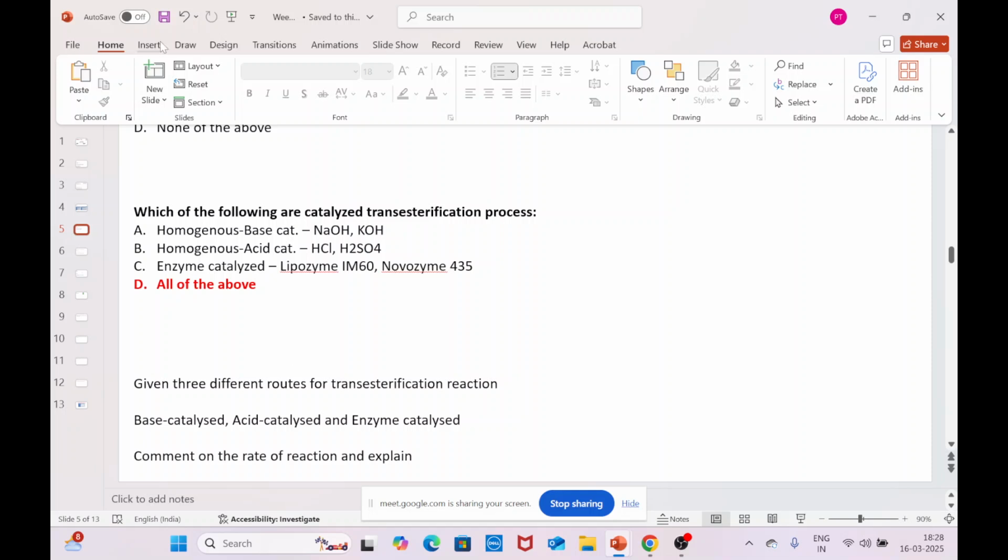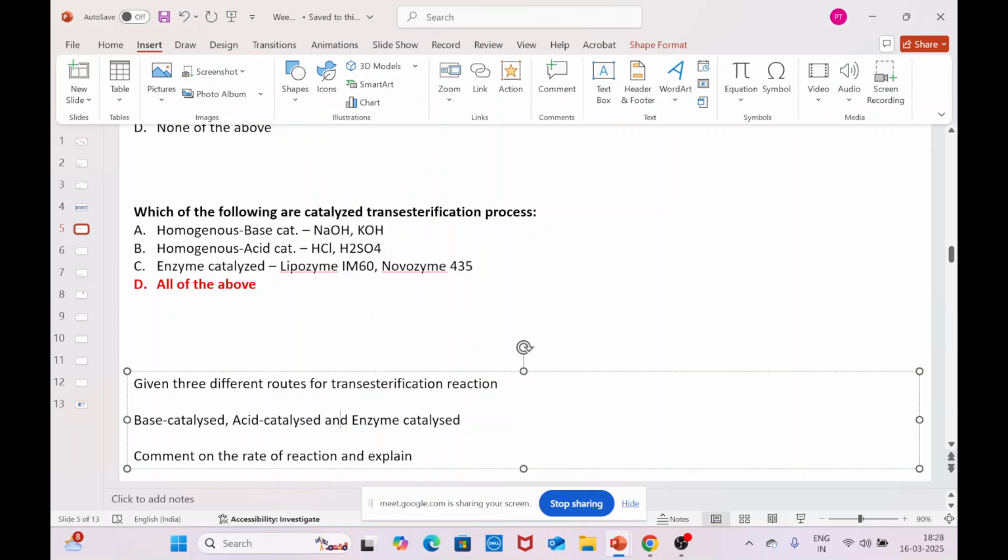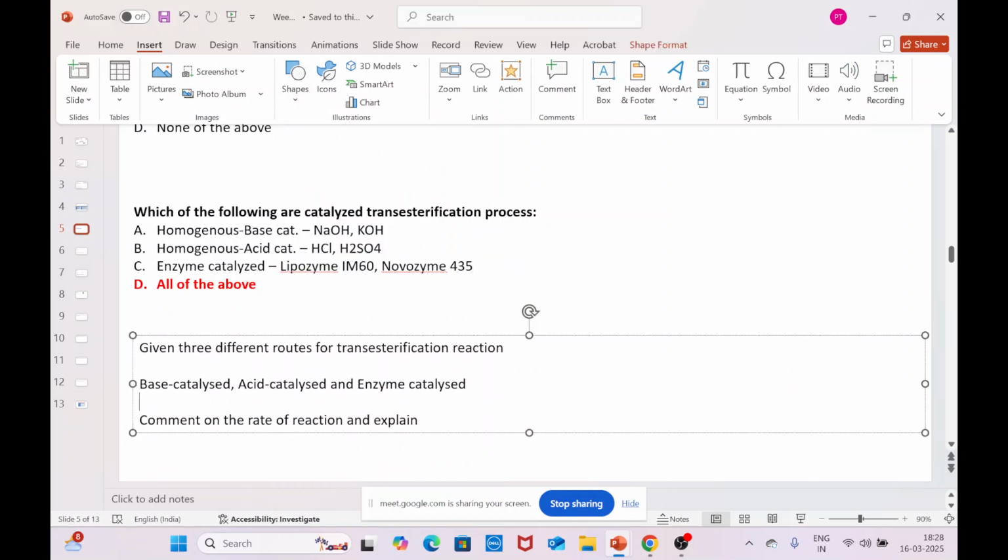Order is right. First one is base, then comes, I'll just put it here. So base catalyzed is greater compared to acid catalyzed compared to enzyme catalyzed. But the question is, how, or you can say explain why, why is it in this particular order?